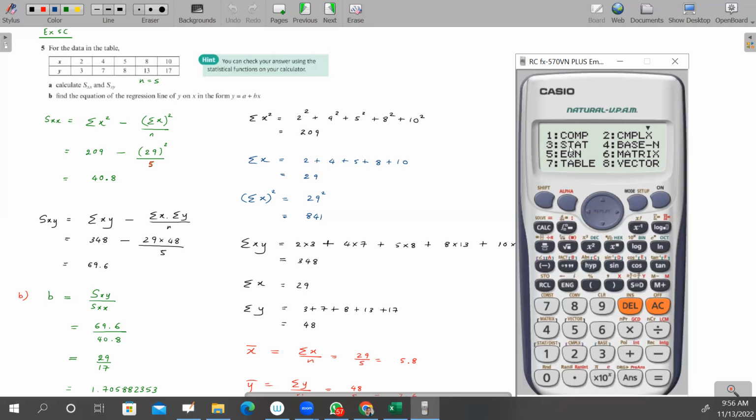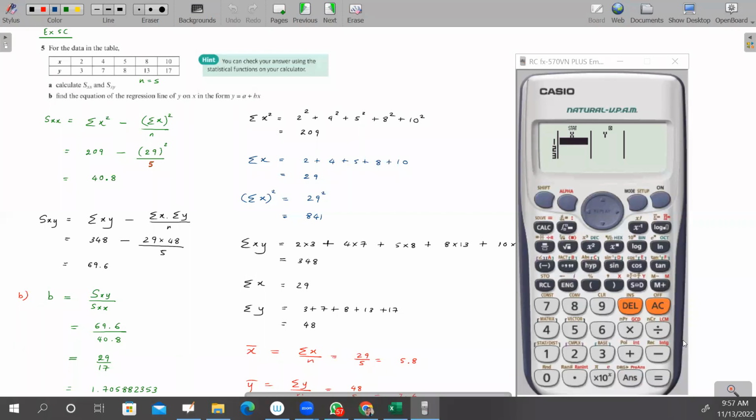In my case, stat mode is number 3. So I'm going to give 3 and enable stat mode. When I give the stat mode, guys, I'm going to see all these options. In the options, I need to go to the type A plus BX because we are going to go for the regression line. Can you see our type? We are dealing with A plus BX here, right? So we need to choose A plus BX. So give number 2, and immediately you should get a vector with x and y columns in your calculator. Right, guys? So this is the first thing to do. I hope everyone can find this particular option in your calculator.